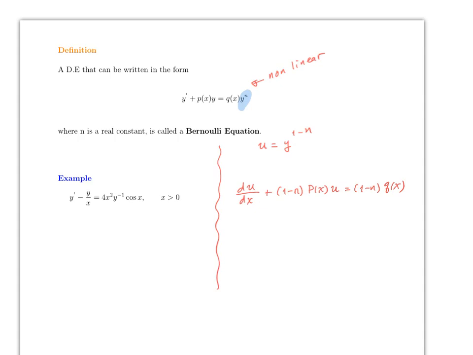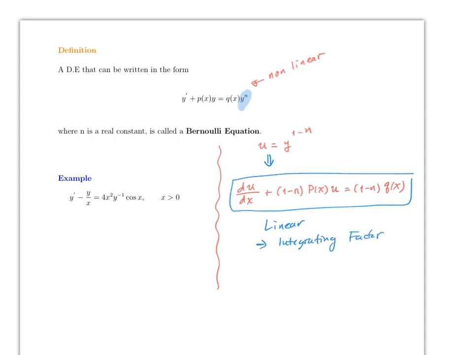And the important part is that now this equation is linear. So this is linear, and therefore that means you can just use the integrating factor method that we used before, and then just change back to y from u. Again, it's a very good exercise to check that this is the case. All you have to do is use the chain rule from calculus in this function.